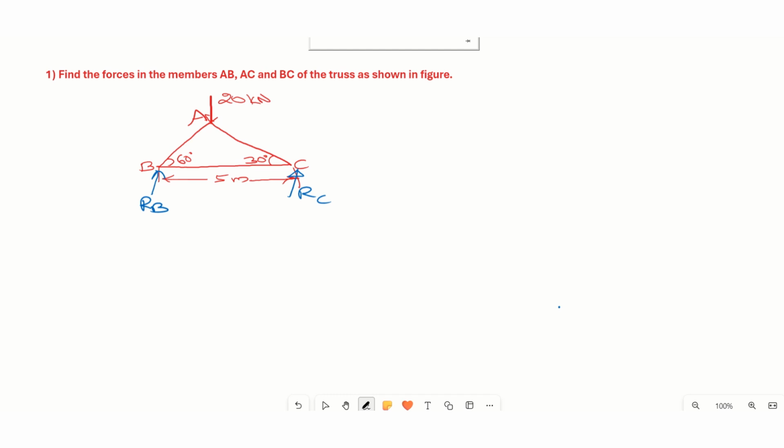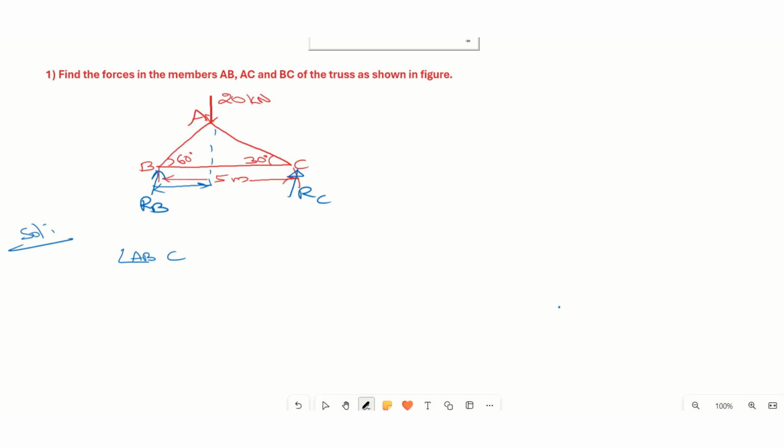First you have to find out the distance from B to the load point, means from here to here. The total length of BC is given as 5 meters and angle ABC is 60 degrees. So to calculate the reactions, first you have to find this distance. Take the triangle ABC. It is a right angle triangle with angle BAC equal to 90 degrees.